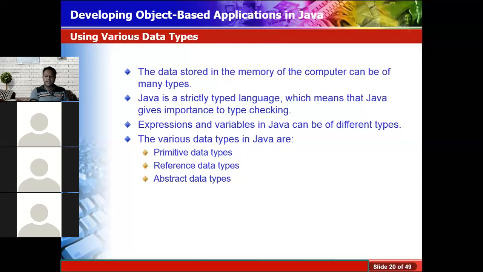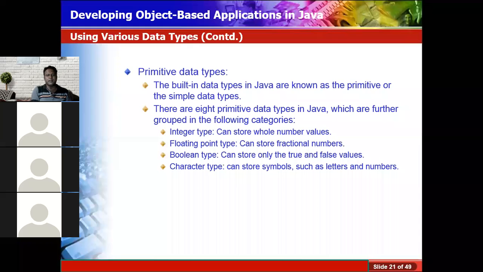The primitive data type is called the built-in data type in Java, which means it is predefined. There are 8 primitive data types present in Java, which are further categorized into 4 groups: integer type, floating point type, Boolean type, and character type. So your primitive data type is divided into the 4 groups.